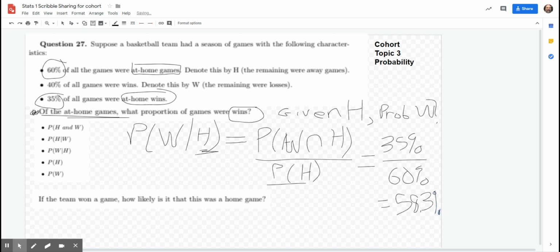And it asks for a proportion. I can answer in a percentage. Proportions and percentages are fairly interchangeable. If all the answers were decimals, I'd go for 0.583, right? That's not the big deal. The big deal is realizing it's the 35 out of 60, not 35 out of 100, the usual percent. But the condition was home, so there's only 60.